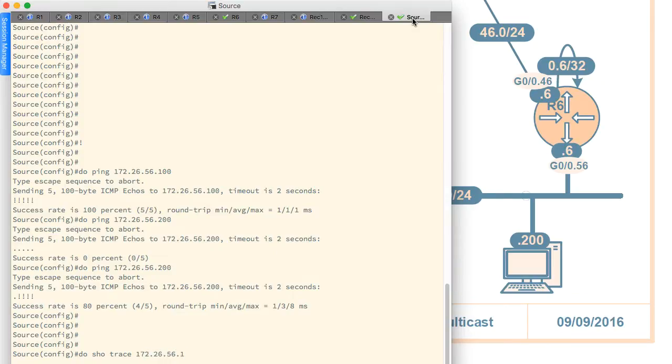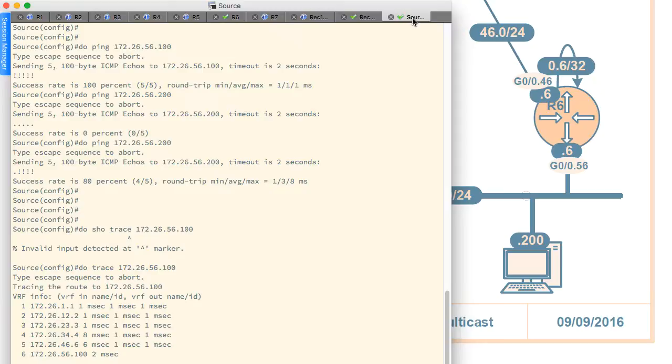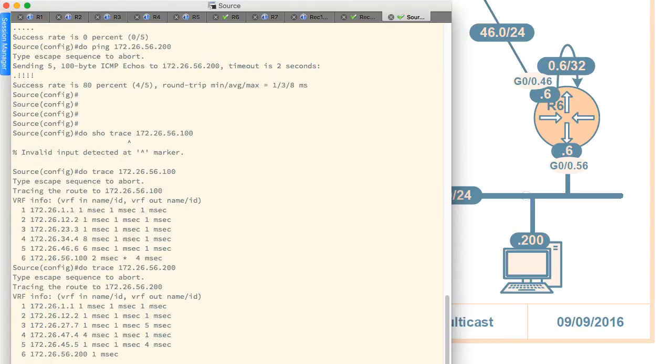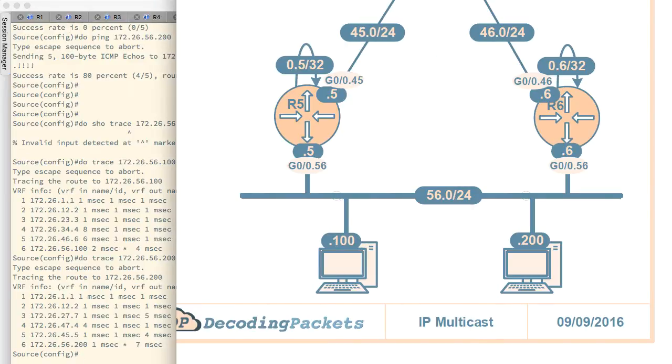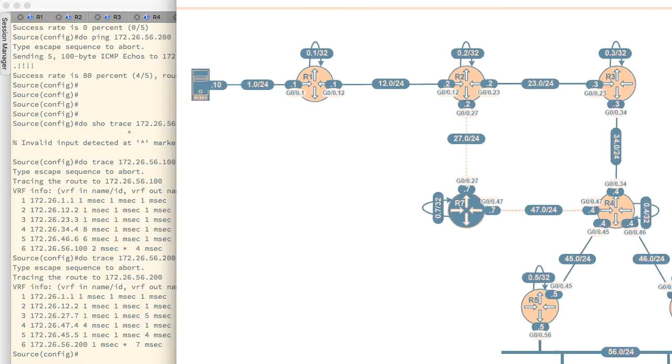So 26.56.100. Or would it be do trace? So there we go. We can actually see it goes through router 1, router 2, router 3, router 4, then goes over to router 6, and then finally it reaches the destination. How about 200? Probably around the same path. It actually goes through router 5. So we can actually see, and this one actually does go through router 7. So they are using two very different paths here. And that's a good thing. So they're using two different paths.